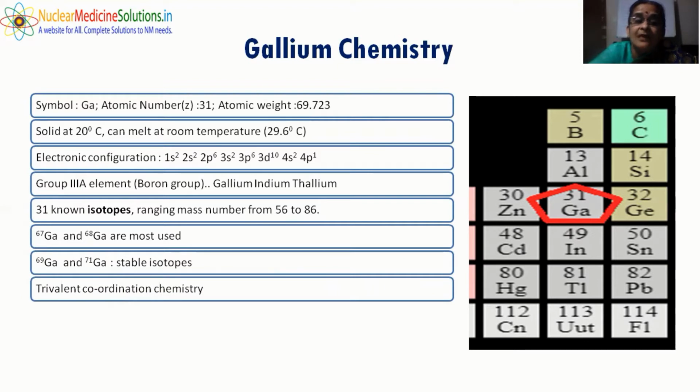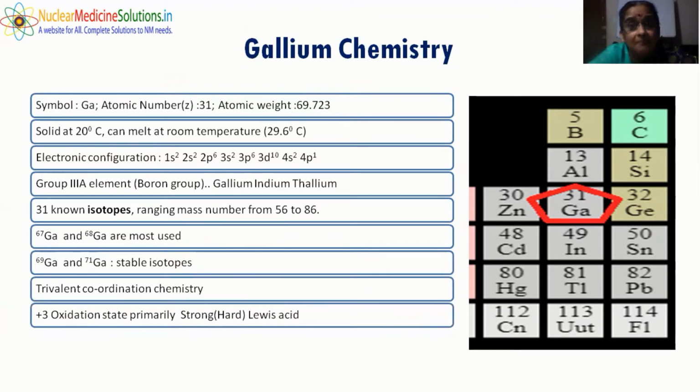Now, gallium-69 and gallium-71 are the stable isotopes. Trivalent coordination chemistry is what gallium follows, and this concerns the reactivity of gallium with organic compounds, and we'll see about this as the presentation grows. Now it has a +3 oxidation state. Primarily, it is a strong, hard Lewis acid. Slowly, we'll come to know what this Lewis acid is.